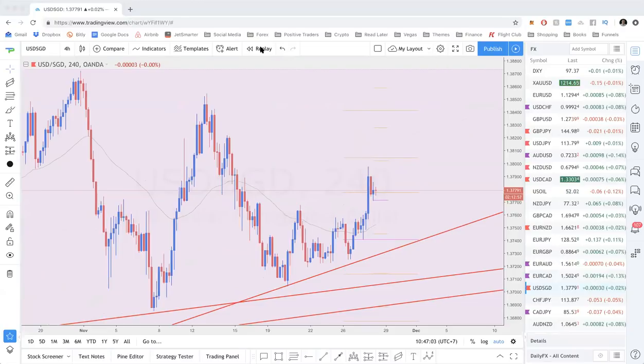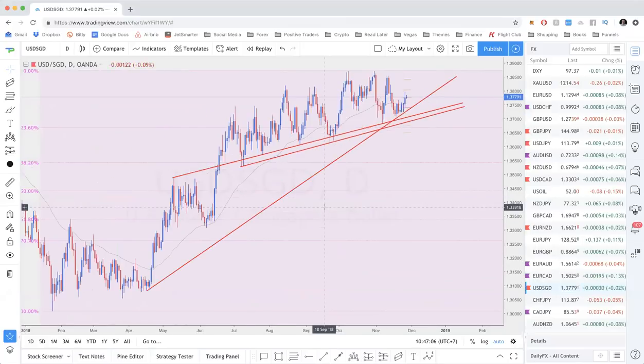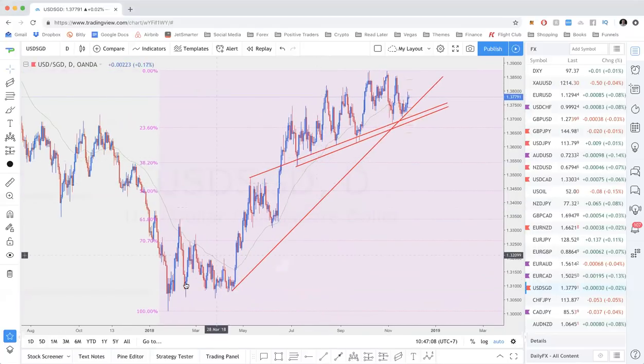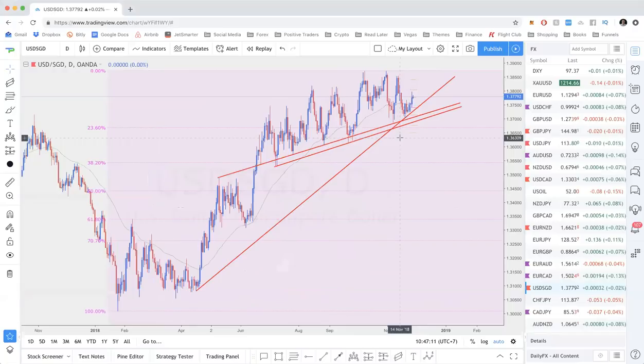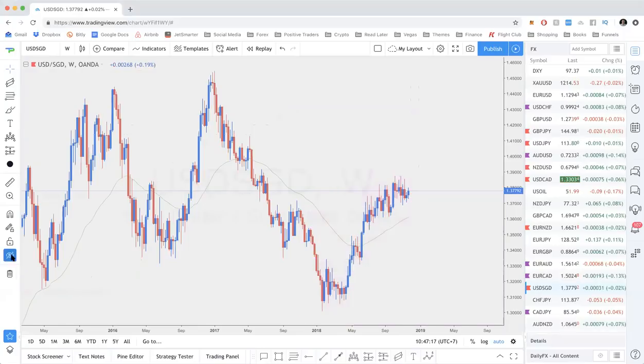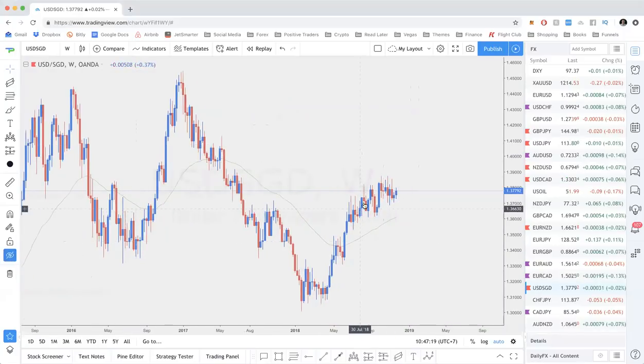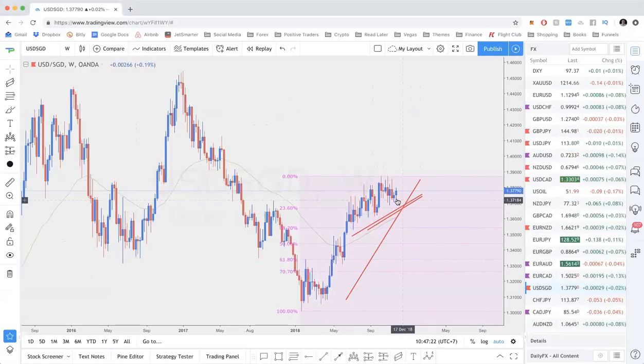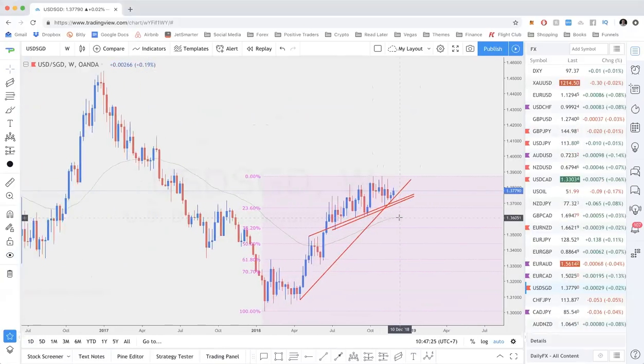I told myself I would rather wait for the break, because we've been in such a strong uptrend for 2018. I said I'd like to wait for this break and then sell. But from a scaled out perspective on the weekly, it definitely is showing some signs of reversing. And so we'll look for that in the upcoming weeks.